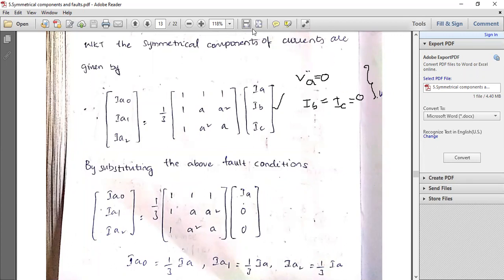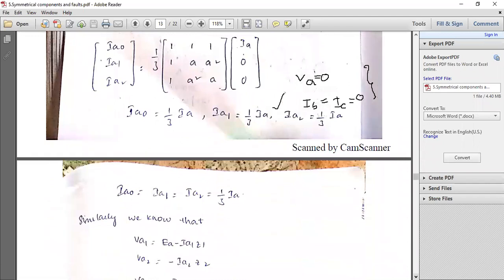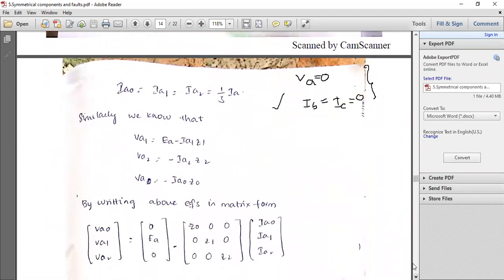So in this particular case, all the symmetrical components of current, the positive sequence, negative sequence and zero sequence components, are equal, that is IA0 is equal to IA1 is equal to IA2 is equal to 1 by 3 into IA. Similarly, we already derived that for the positive sequence network, the terminal voltage of the alternator is given by VA1 equal to EA minus IA1 into Z1. VA2 is equal to minus IA2 into Z2.